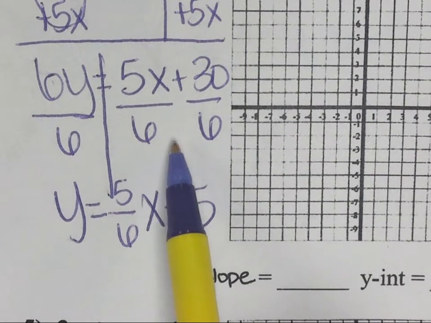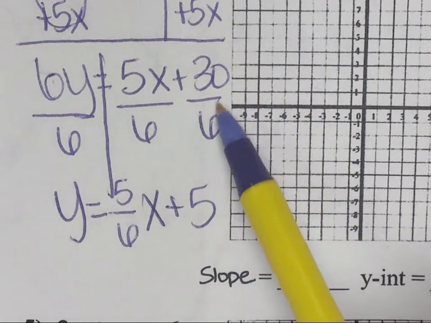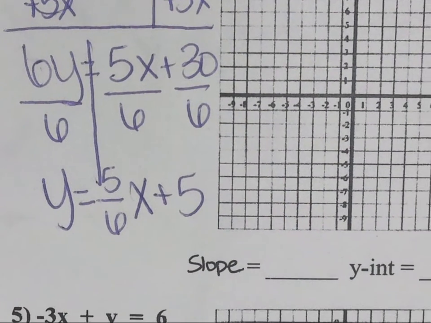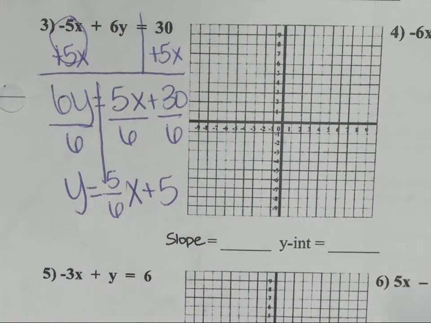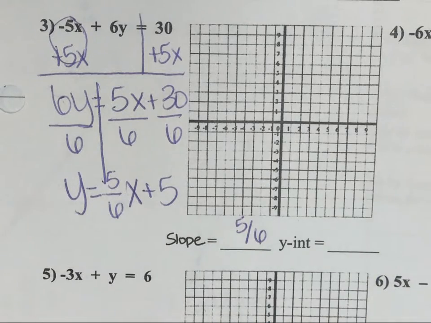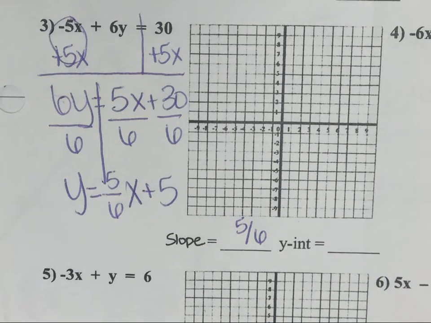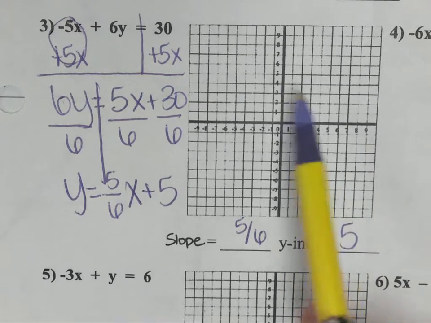Have you written all of this down? And 30 divided by 6 is 5. So what is our slope here? 5 over 6. What's our y-intercept? 5.